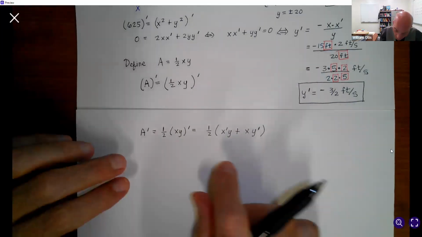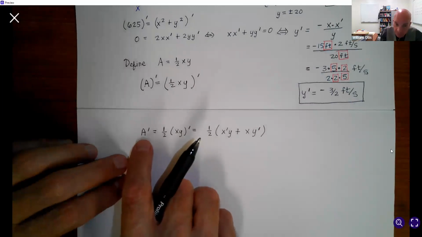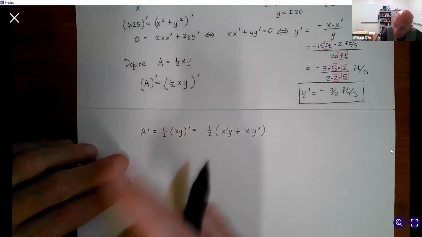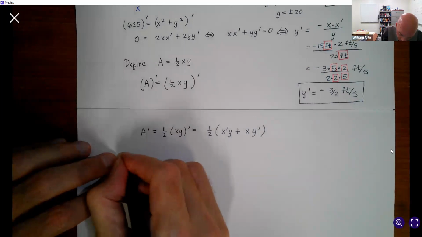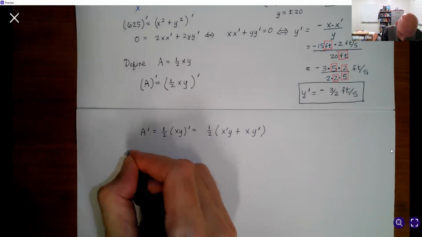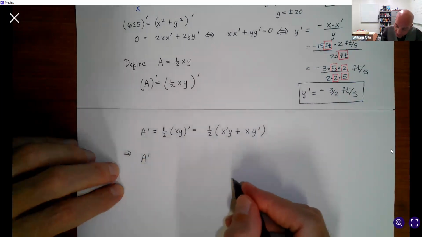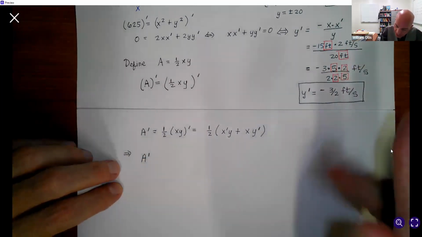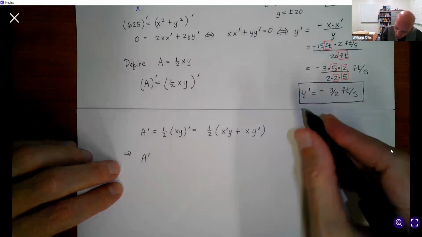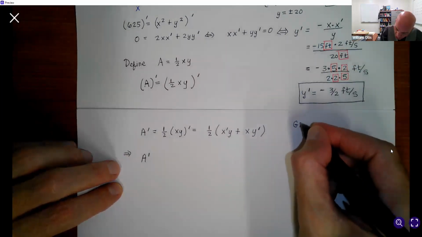And now we have the rate that we need here. We just need to fill in the details. So this implies that A prime, for all of the given, and again, let's just go ahead and summarize all of the given on the sheet so you can see it.